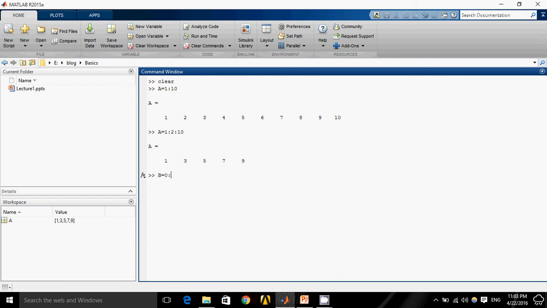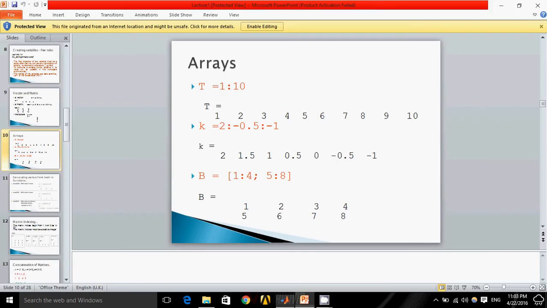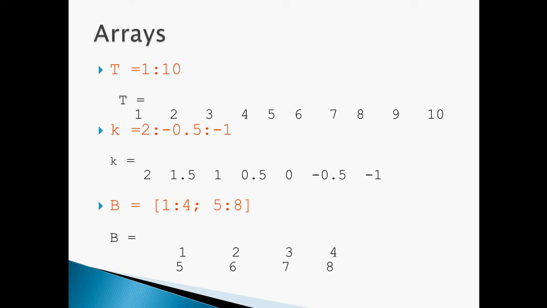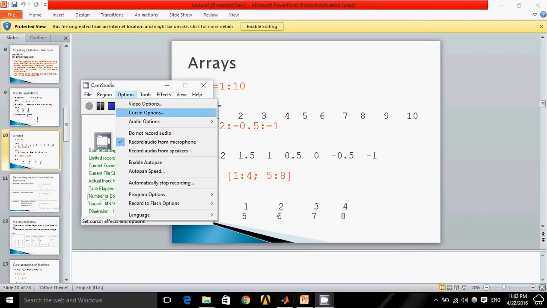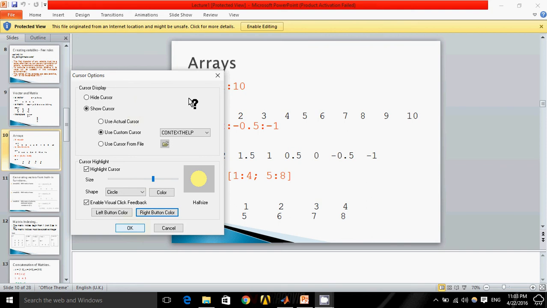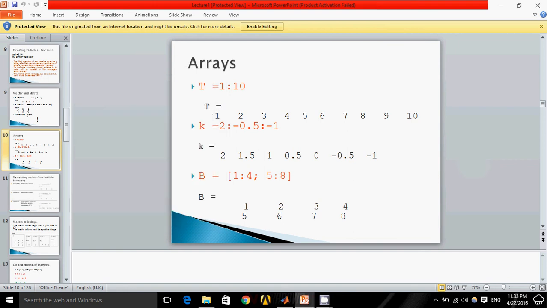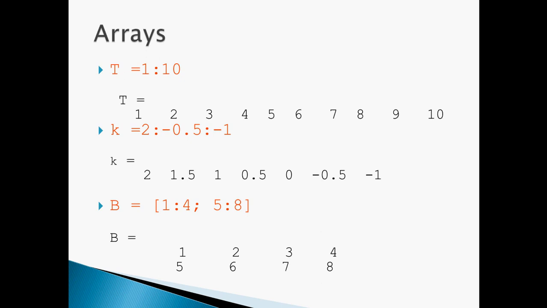So you can see now we are moving from 0 to 1 with an increment of 0.1: 0.1, 0.2, 0.3, 0.4 and up to 1. So this is about arrays.